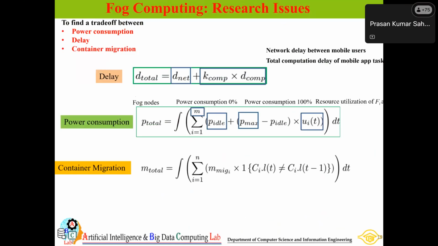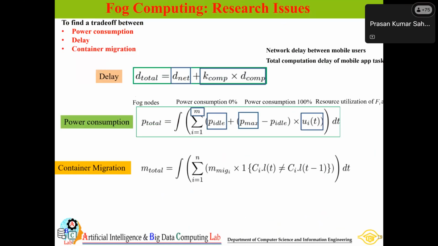Another part is related to power consumption. We can calculate the power consumption of the fog nodes, for example at 0% and 100% power consumption, and the resource utilization of each individual fog node at time t. So we can calculate the power consumption as a function of time. Container migration can also be modeled in fog computing.